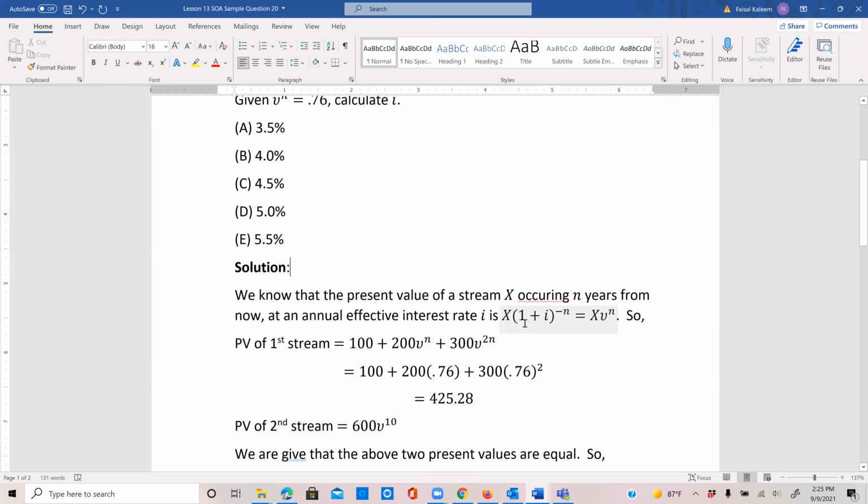And we learned that (1 plus I) to the power negative 1 is ν, so (1 plus I) to the negative n would be ν to the n. Therefore, the present value of x that happens n years from now will be x times ν to the n.